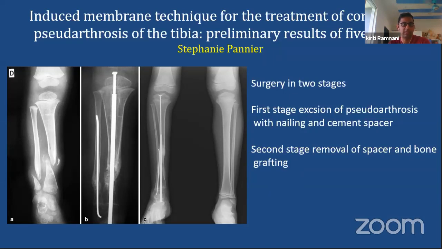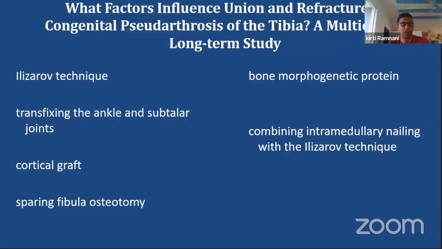So they have these 5 cases and all 5 of them have achieved union. So this is an induced membrane technique which they have published. This is an article from Manipal, Dr. Hitesh and Dr. Benjamin Joseph.